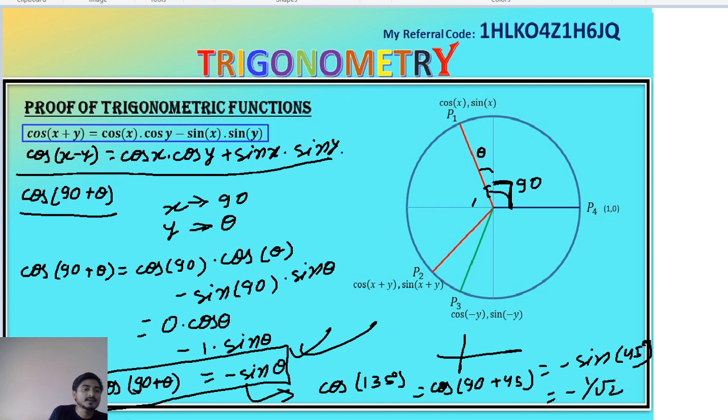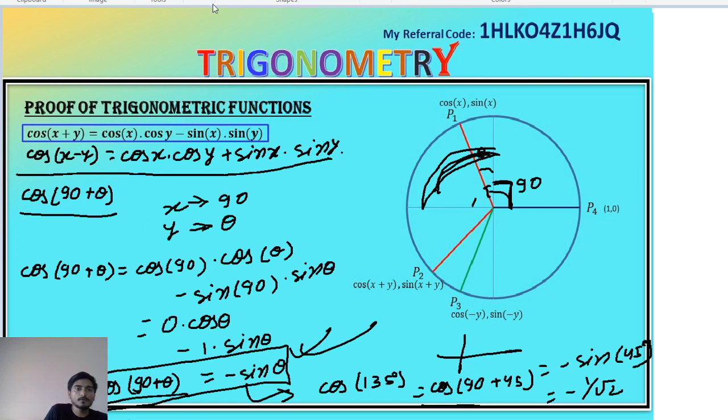So in this case, if someone asks you for any value of sine or cos or trigonometry using any angle from 90 to 180, you can easily give it using this formula, that is cos of 90 plus theta is equal to sine theta. Okay, is it fine? Shall we go ahead?